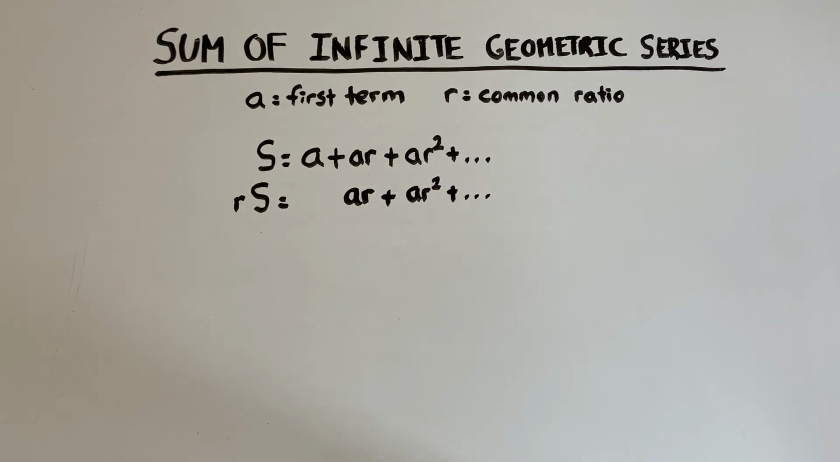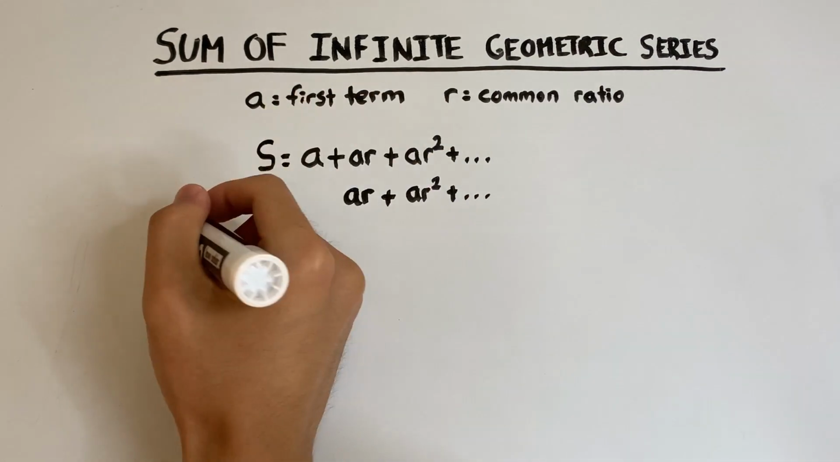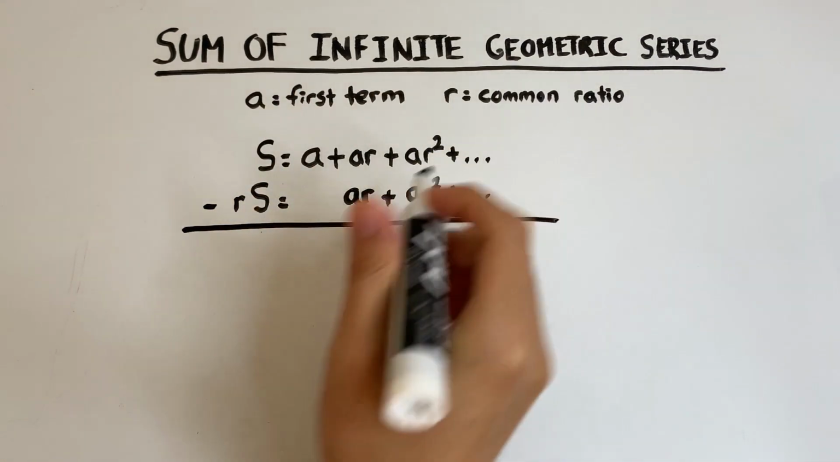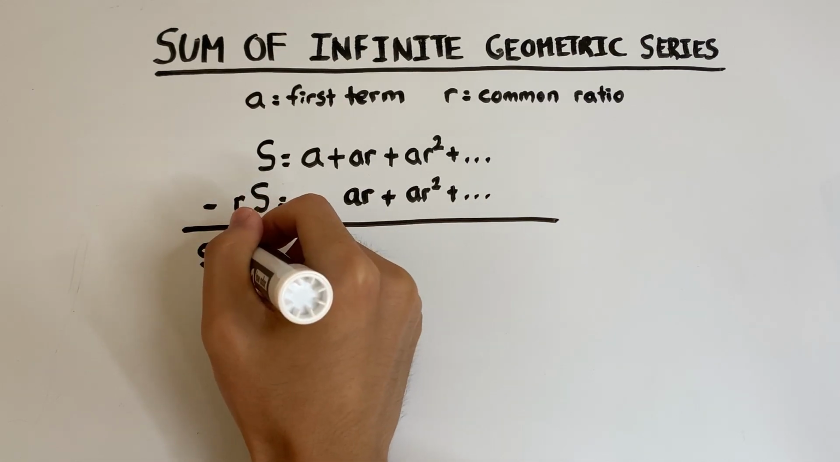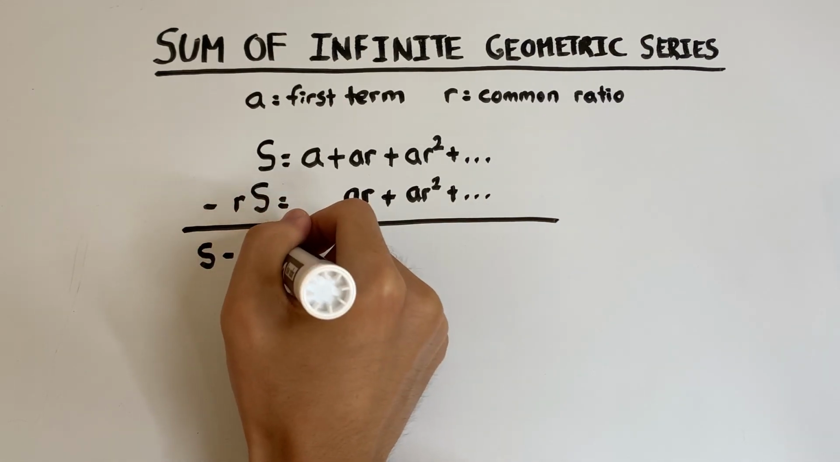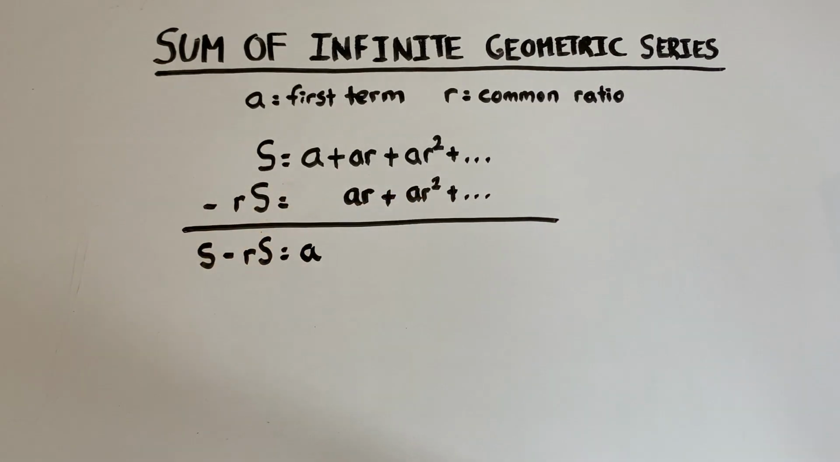Now it's time for us to get rid of these common terms. How did we do that before? I'm sure you all know by now. We can do that by taking the difference between these two series. So S minus r times S would give a, because all other terms just go away.